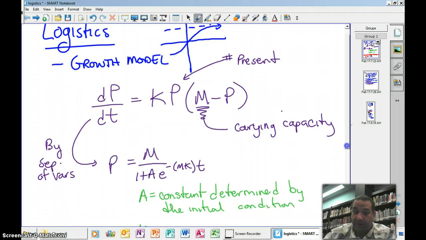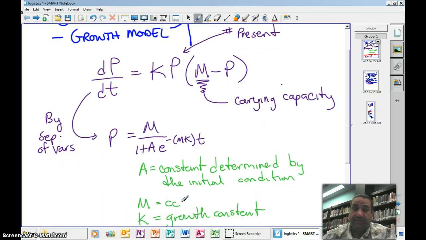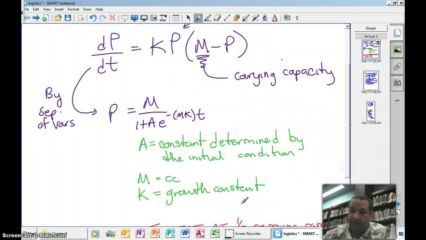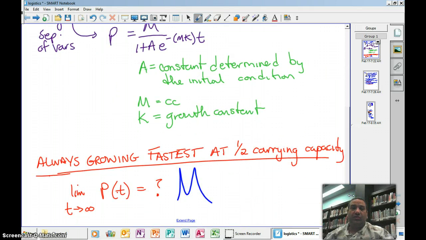Let's talk about these players. A is a constant determined by the initial condition, just some constant. M is the carrying capacity. K is the growth constant. In science, they solve for the growth constant. In math, we could solve for the growth constant. If the growth constant is negative, it's actually a decreasing population, and that's how they determine whether things are becoming extinct or not. One of the things is that it's always growing fastest at half carrying capacity.